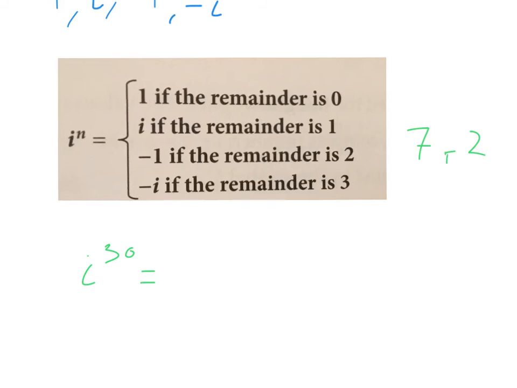So because the remainder is 2, we know that when we calculate out i to the power of 30, our answer will be minus 1. And again, we're just dividing by 4, looking at the remainder, and because the remainder was 2, that's where we get our answer from.